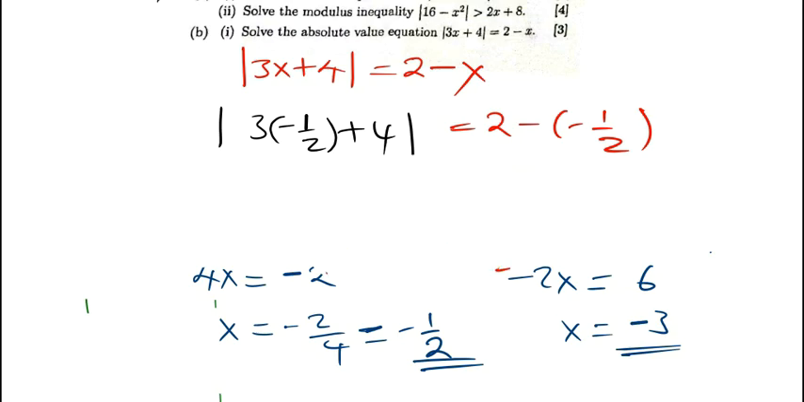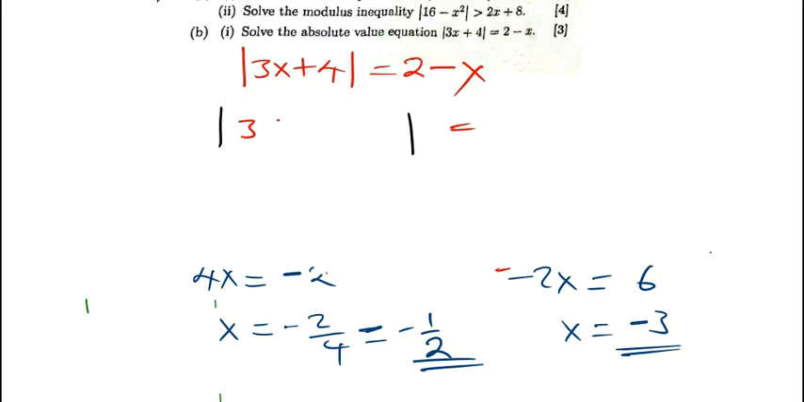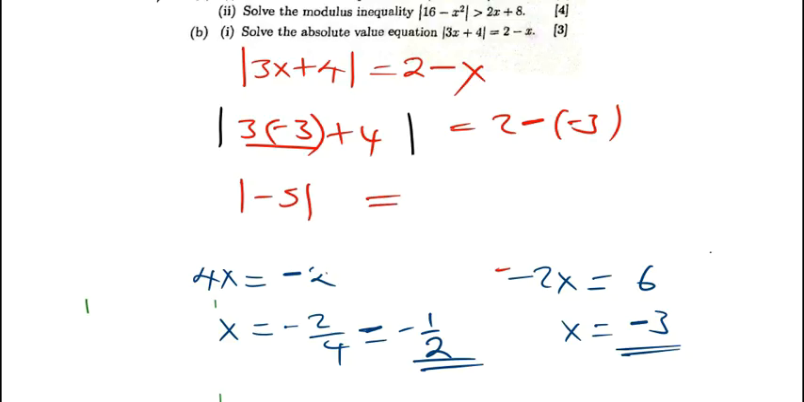And if you try -3, you probably expect it to be the same as well. 3 times -3 plus 4 is going to be -9 plus 4. That's going to be -5, that's +5. So true. So both cases are true. So these are the two solutions to B1.